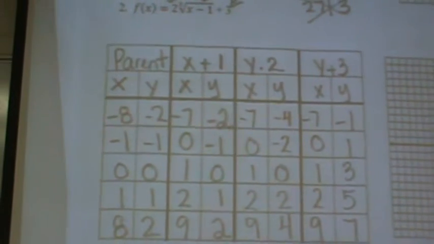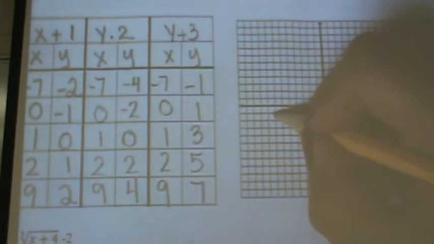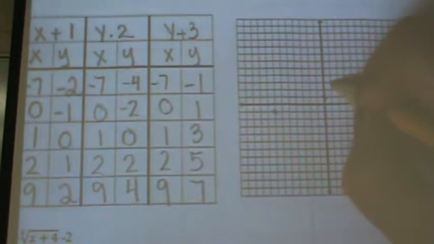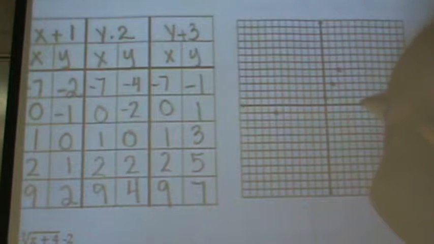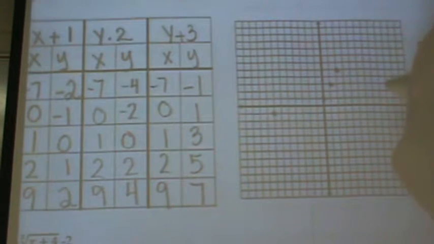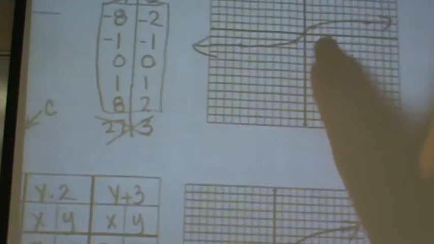Okay, let's graph these. Okay, this is what I got. So my snake shifted, it moved over one, and it vertically stretched.